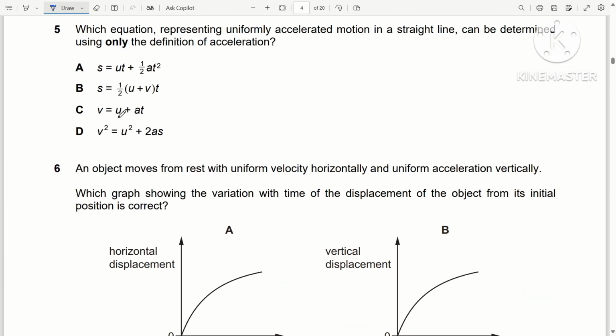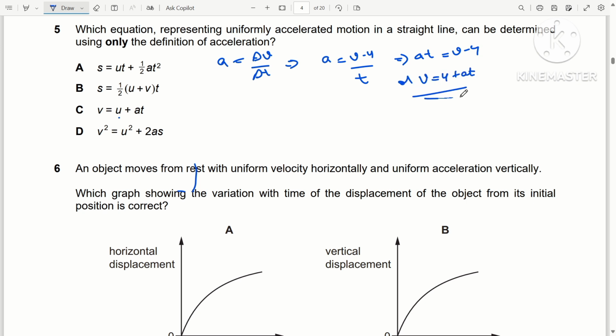Fifth question, which equation representing uniformly accelerated motion in a straight line can be determined using only the definition of acceleration? So we know that the definition of acceleration is rate of change of velocity, or we can say a is equal to v minus u by t. On rearranging, we can write a into t is equal to v minus u, or v is equal to u plus at. So option C is the right one.